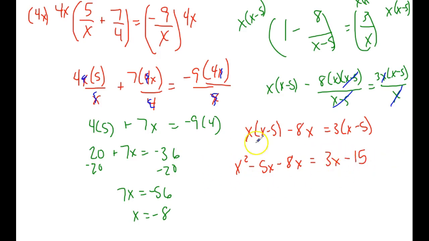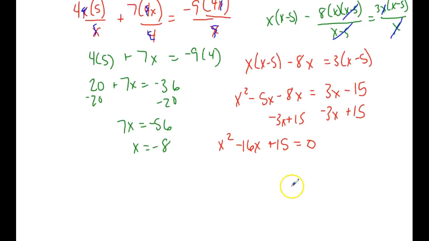So now I see I'm going to have a quadratic, so I want to get everything to one side so I can solve. So I end up with x squared, negative 5x minus 8x is negative 13, and then minus 3x more is minus 16x, plus 15 equals 0. So now that I'm here, I can go ahead and factor this. So I want to find all of my factors of 15. It can either be 1 times 15, or negative 1 times negative 15, or 3 times 5, or negative 3 times negative 5.